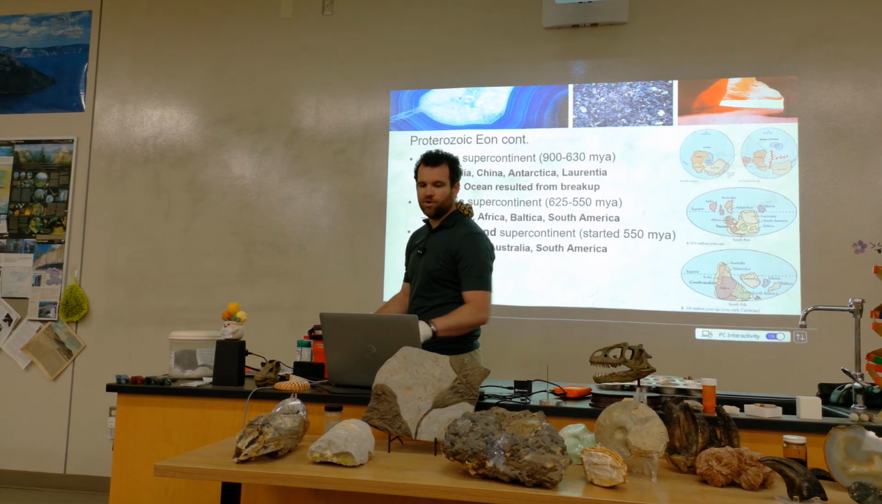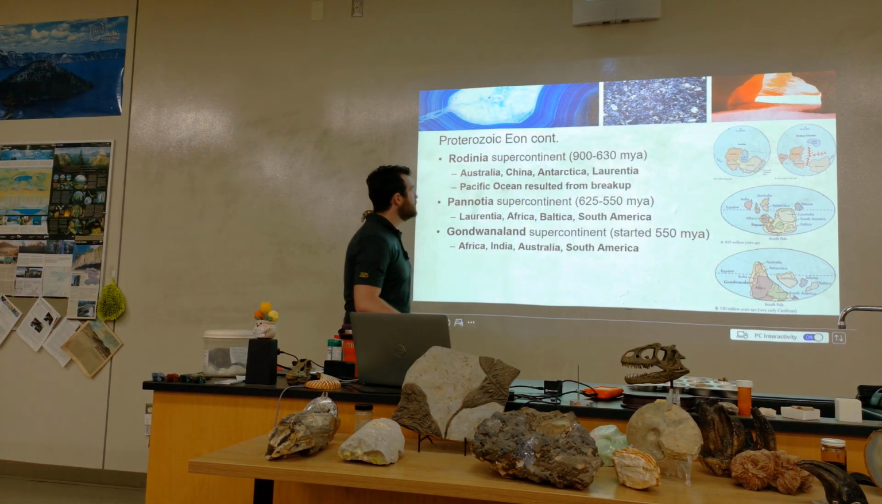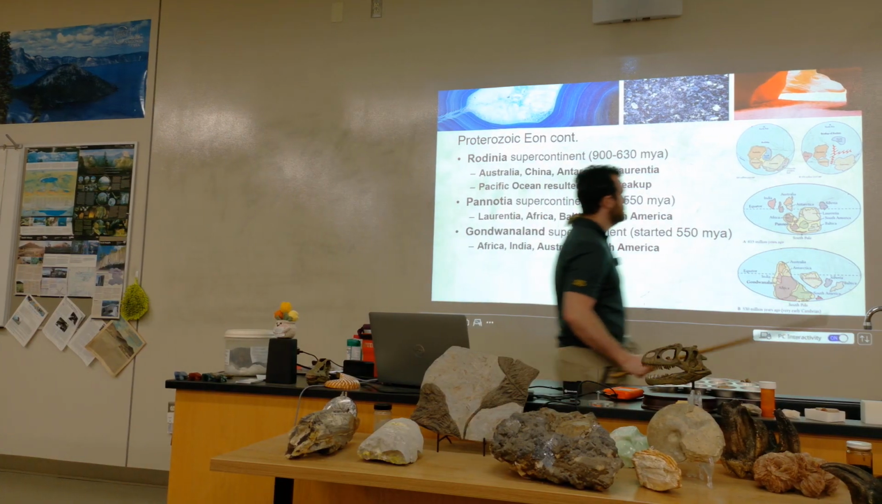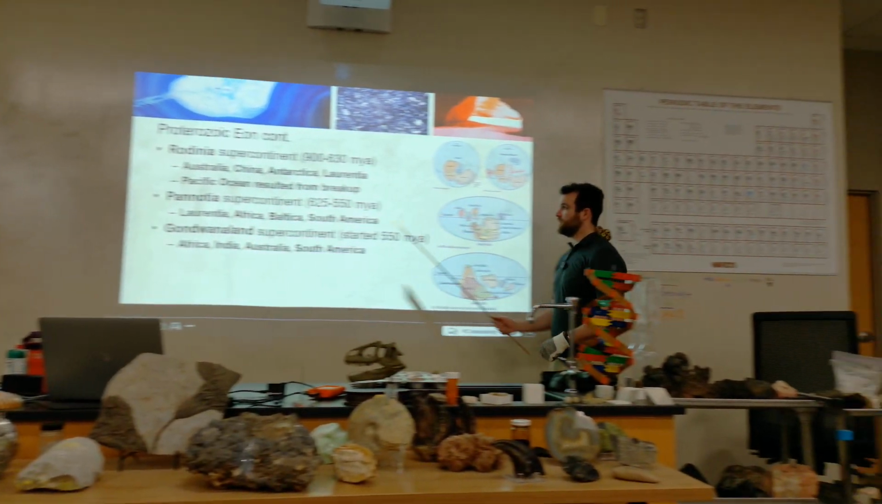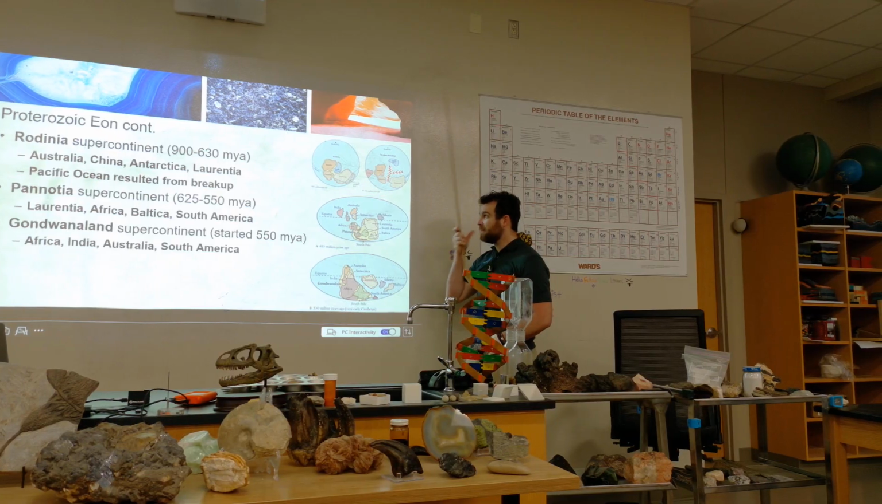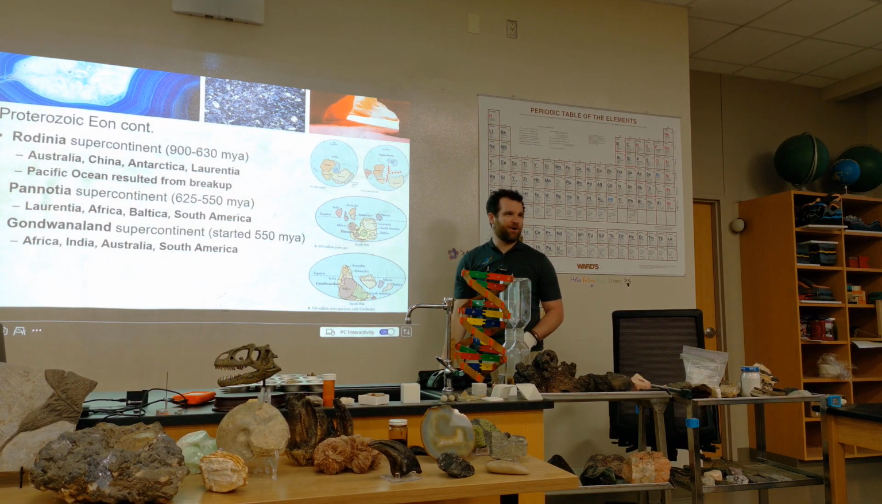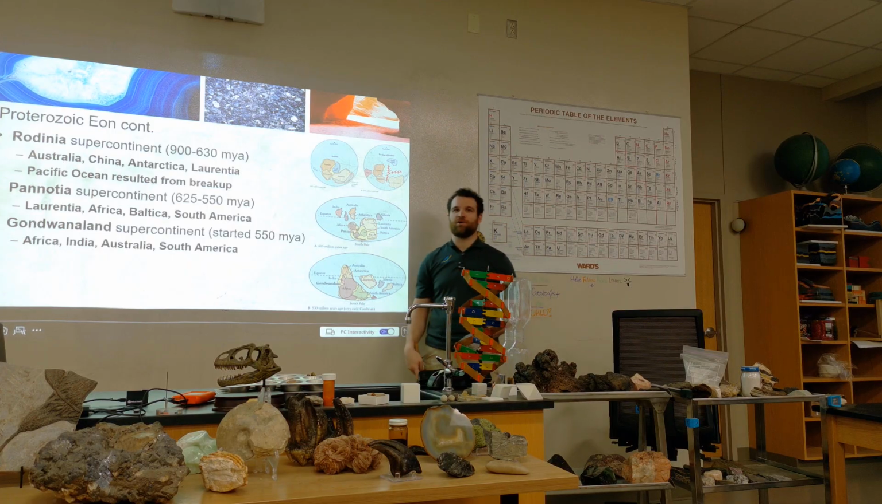Following the breakup of Nuna, from 900 to 630 million years ago, we get Rodinia, okay? So Rodinia included Australia, China, Antarctica, and Laurentia. Then that broke apart. Some people left the party and some people joined the party. This is kind of what happens with supercontinents.